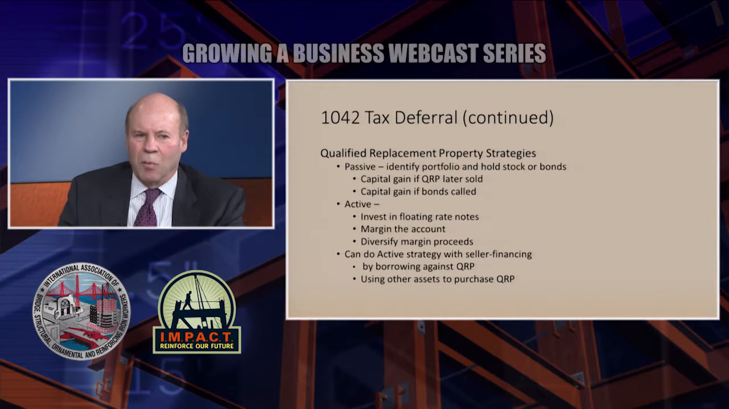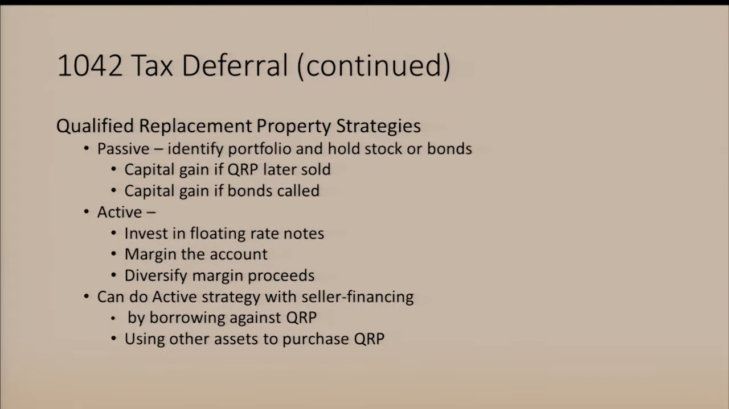A couple of strategies are being marketed, because once the qualified replacement property is sold, it's going to trigger the gain. Once it's sold, the owner's going to be taxed. So there is a fairly active market for what's called floating rate notes. These are long-term U.S. company bonds. They pay a low rate of interest, but they can be held basically. And one strategy that some people push is an active strategy where you actually borrow against the bonds within the account. So it's a margin account, then you invest in a diversified portfolio.